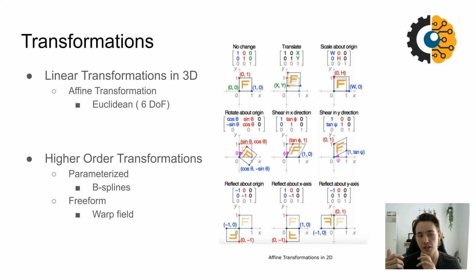And if we don't know our transformation beforehand, we can place some points and get this transformation matrix from that. We can also shear in different directions, where we are stretching our image, or we can reflect our image or object around some or all of the axes, and so on. So we can do a lot of different things with transformations and our images. We can also have higher order transformations, like the parameterized and freeform transformations. But in this video, we're going to focus on the linear transformations and do some practical examples of that.